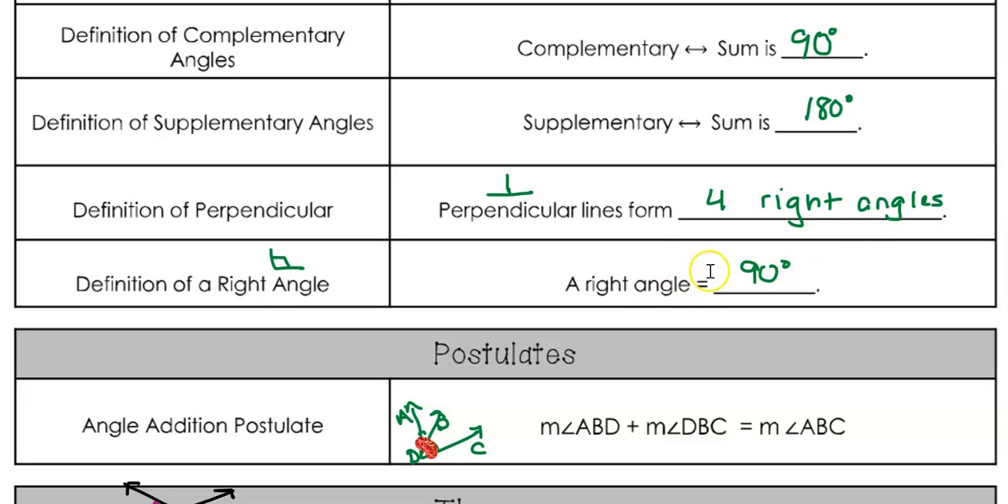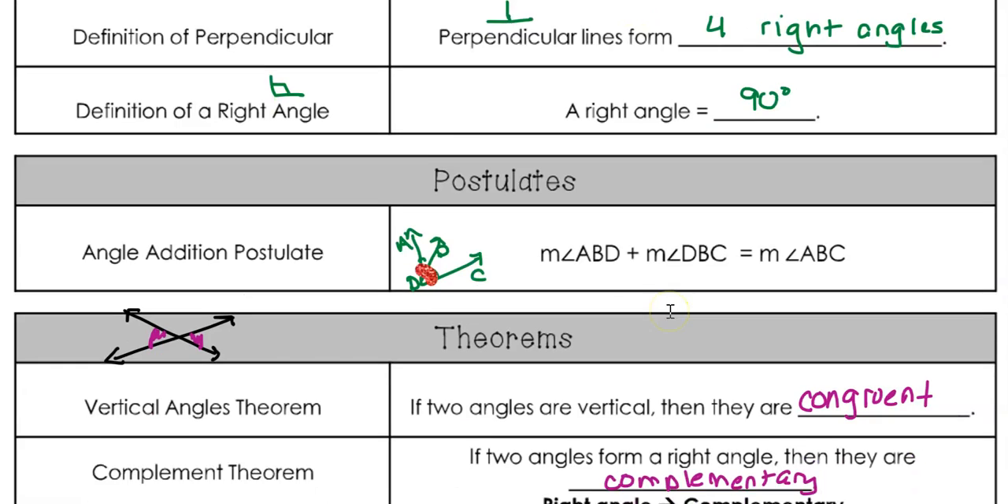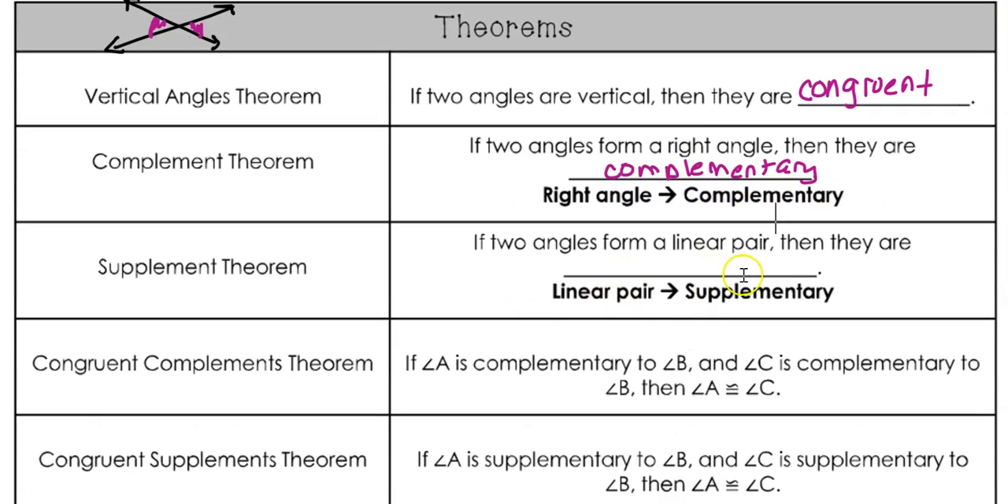So what we're doing is we're going in a sequence. We're starting at right angle, going to 90, then going to the term complementary. The same thing happens for supplementary.